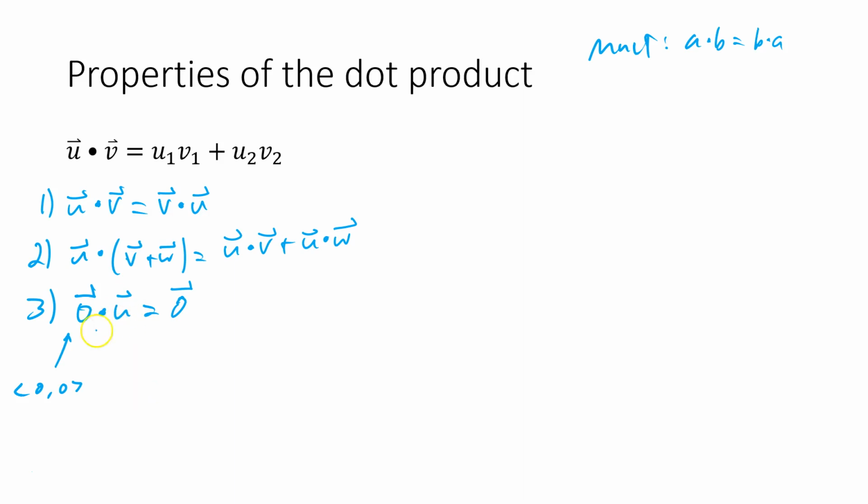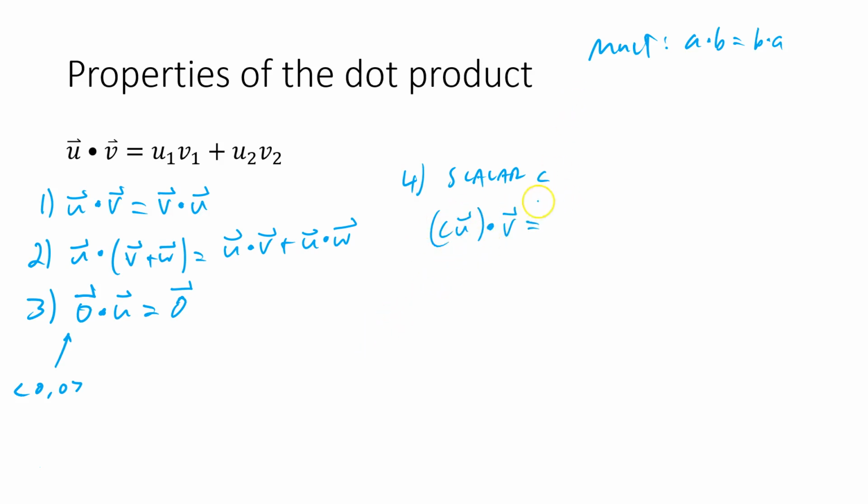So no matter what u has for components, when you multiply them each by 0, you'll end up with the 0 vector overall. The next one is number 4: if you have a scalar, let's say c, and you scale u by the scalar c, cu, and then you dot it with v, this is another one that's not too hard to prove if you want to try it on your own, but you can put that c value wherever you want.